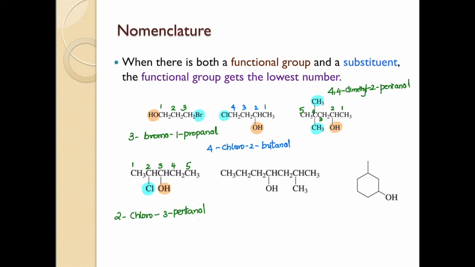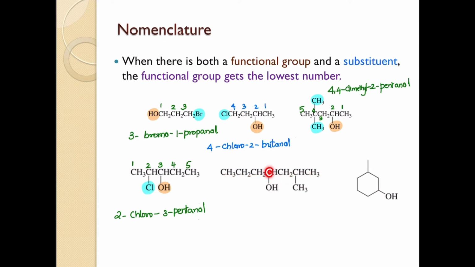It should not be named as 4-chloro, 3-pentanol. Okay, now let's go on to the next one. Let's see. So here, whether you go from left to right or from right to left, the OH is actually on the 4th carbon, right? But if you go from right to left, that also gives the substituent the lowest possible number, right? So I'm going to go from right to left.